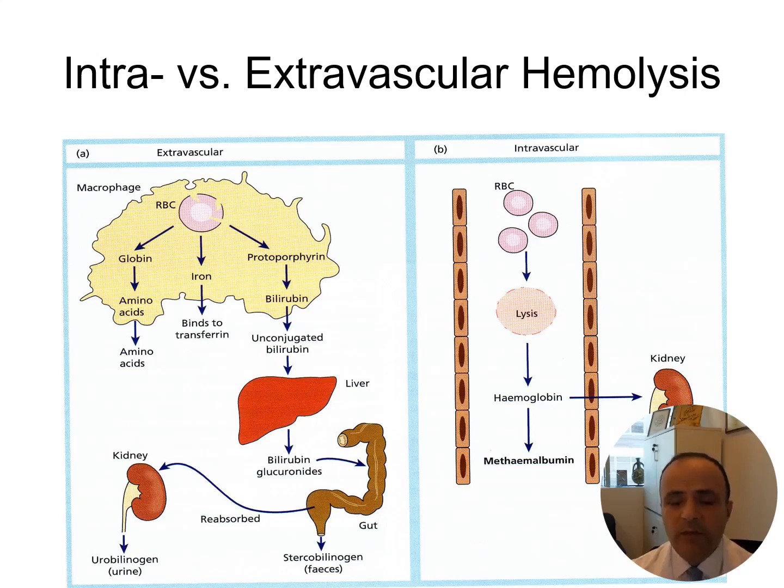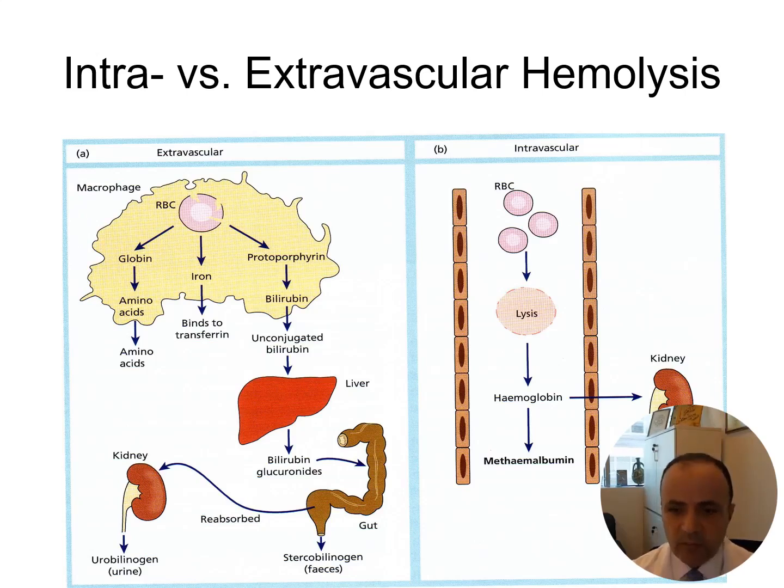On the other hand, with intravascular, to the right side of the screen, this is when the red cell lyses within the blood vessel itself. So all the ingredients of the red cells get released in the blood vessel. So you end up with free hemoglobin in the blood. This is what we call hemoglobinemia. Some of this hemoglobin gets converted to what we call methemoglobin. Essentially, in hemoglobin, the iron is present in the ferrous state as 2+. When it gets converted to the ferric state as 3+, this is when hemoglobin becomes methemoglobin.